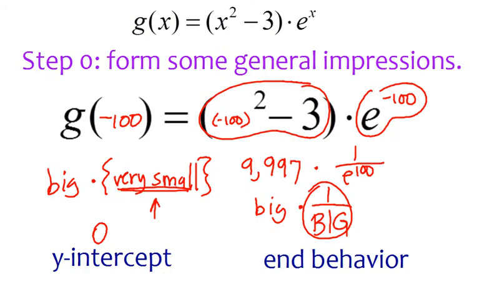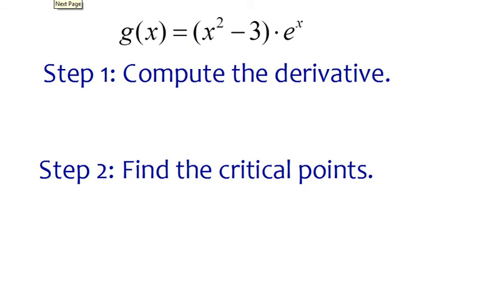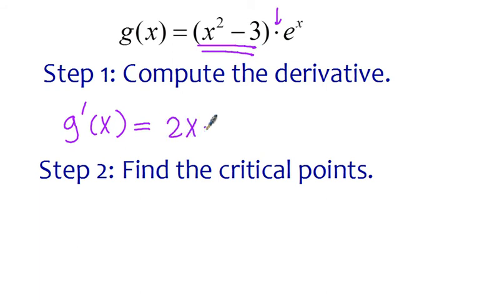Time to do some calculus. So we're going to compute the derivative. This is a product of two functions, so we'll of course use the product rule. And here goes. We want the derivative of the first expression, which is 2x, times the second expression, plus the derivative of the second expression, which is e to the x, times the first expression. And there's the derivative of the function.